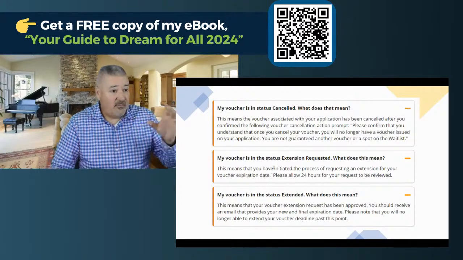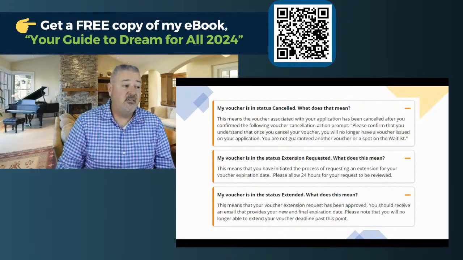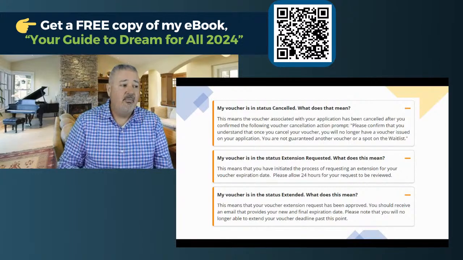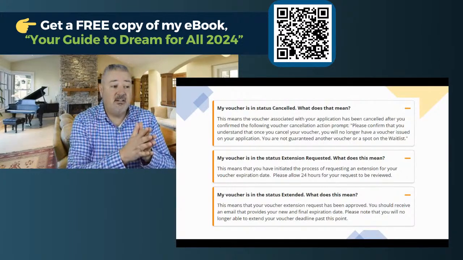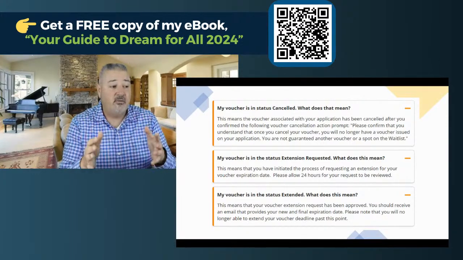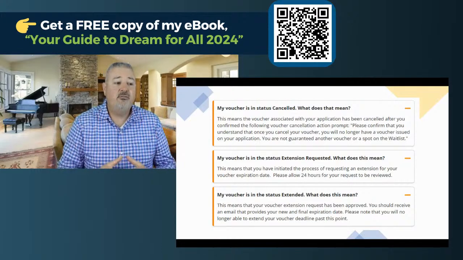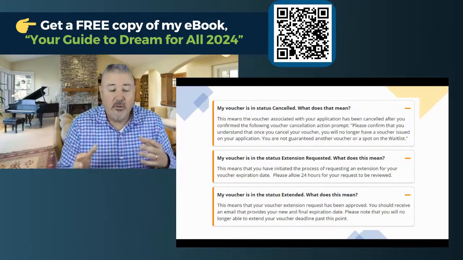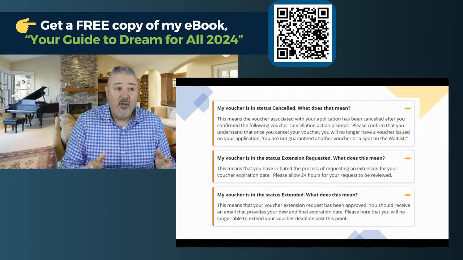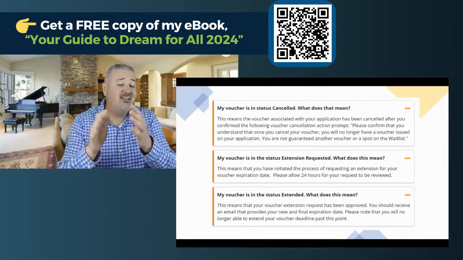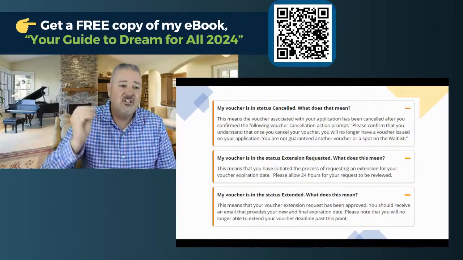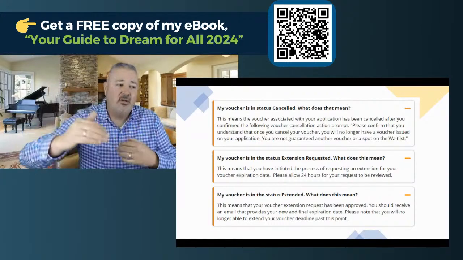So if it's canceled, we talked about that. Second on this list, my voucher's in the status extension requested. What does that mean? This means you've initiated the process of requesting an extension for your voucher expiration date. Please allow 24 hours for your request to be reviewed. Great news, it's only a day. They're going to let you know within a day, so it's not going to take forever. If you haven't found a home in the first 60 days of your voucher and you know you're going to keep looking, we want to submit that extension request so that we get 90 extra days onto the end.